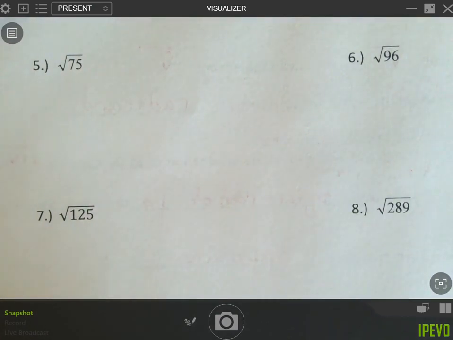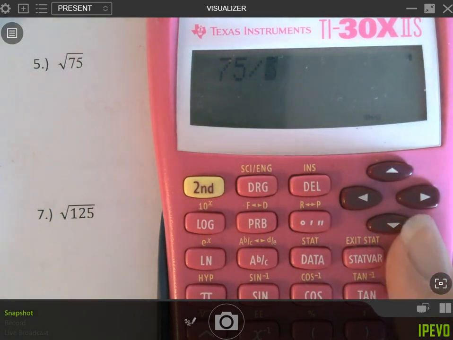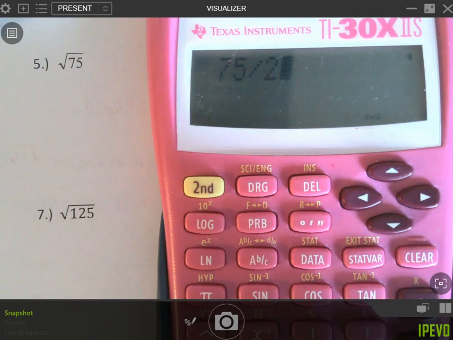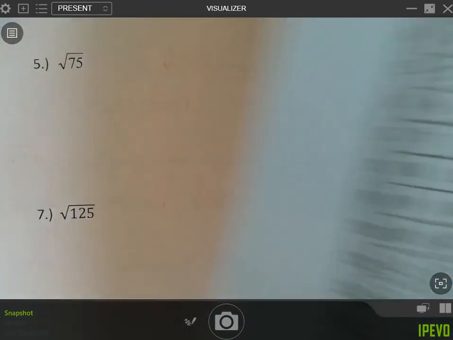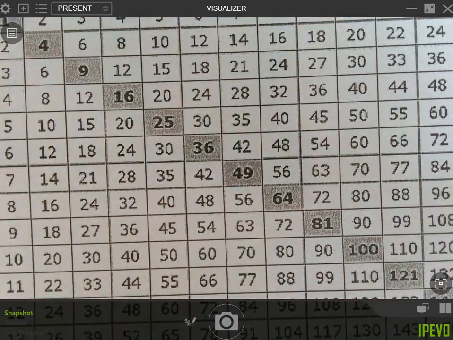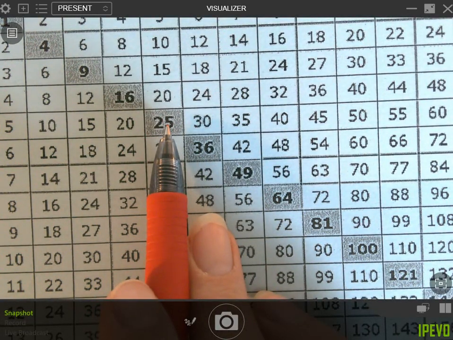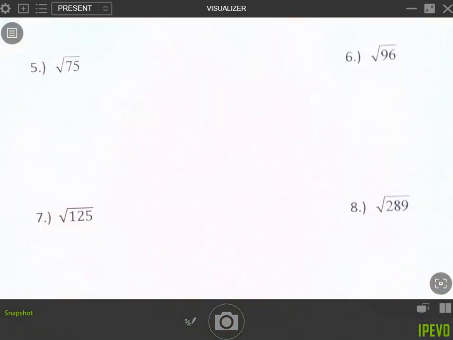So is there a perfect square that we know that goes into 75? Some of you already know it. It's 25. If not, take your 75 and divide it by 2. 37.5 is my cutoff. So basically, I'm going to my perfect square list saying, okay, half of 75 is 37.5. So 25 is the first number I would try. And then I would try anything else, but 25 is going to work.